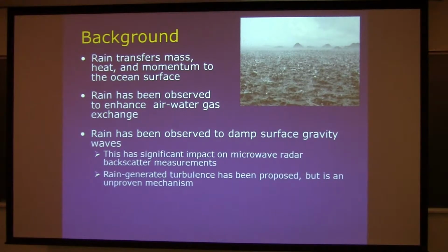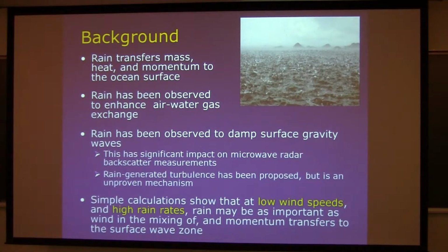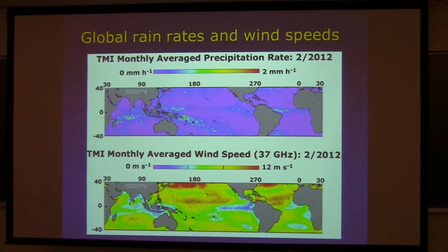Rain-generated turbulence was proposed 25 years ago as the mechanism for this damping. However, this has still remained unproven. Despite this, simple calculations can show that at low wind speeds and high rain rates, rain may be as important as wind in the mixing of and momentum transfers to the surface wave zone. But you're going, okay, low wind speeds, high rain rates. What does that mean quantitatively, and where does it matter?